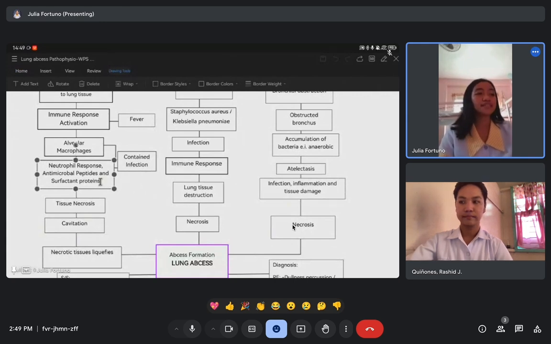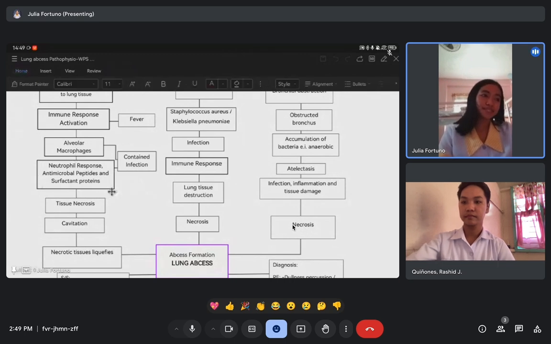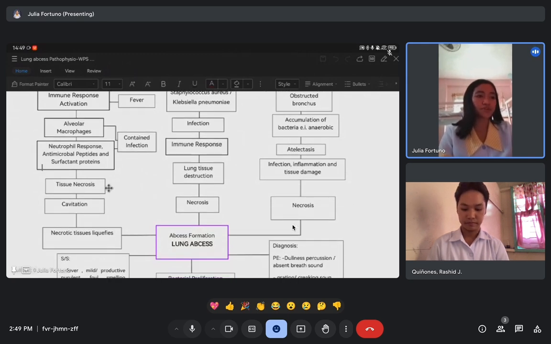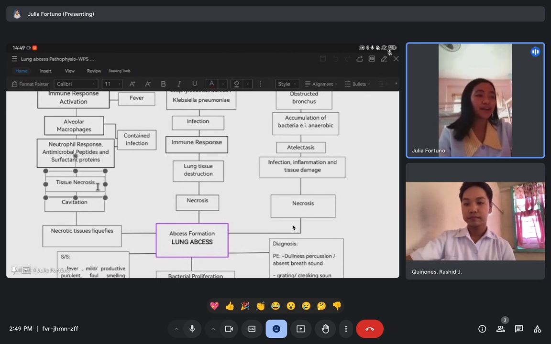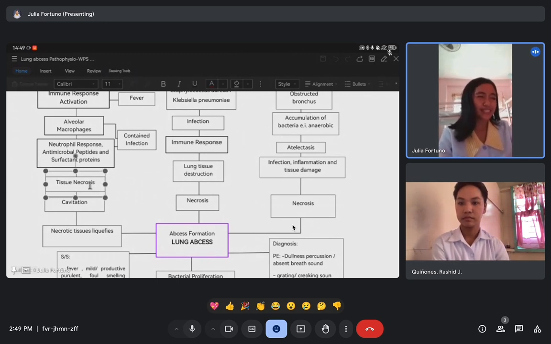But if the microorganism was not cleared by this level or the neutrophil response, then it will lead to tissue necrosis. This tissue necrosis is what we call death of the tissue. It is irreversible. So meaning na namatay na ang mga tissues inside the lungs.